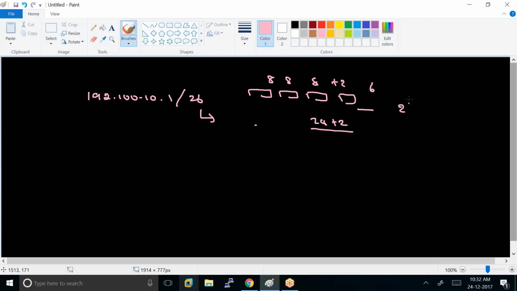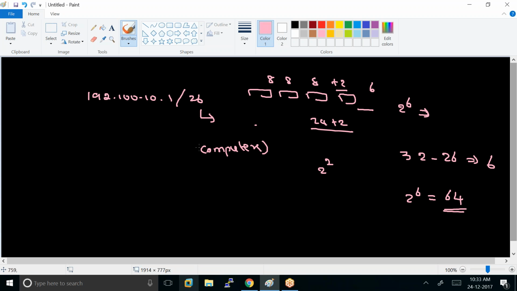We have 2 power 6. Therefore, we can have 2 to the power of 6 here. Okay, and for here 2 to the power of 2. Am I making sense? Here this 2 power 6. Total number of computers in this address is 2 to the power of 32 minus 26, which is equal to 6. 2 power 6 equal to 64. We can have 64 computers in this network. Okay, we can have 64 computers in this particular scheme.